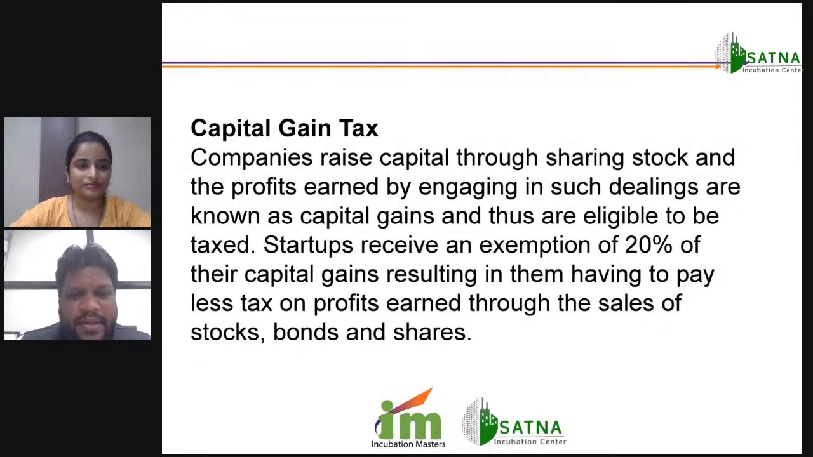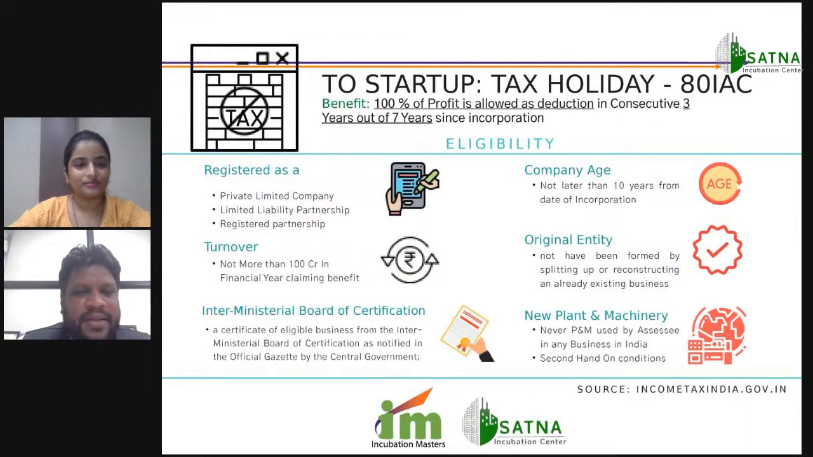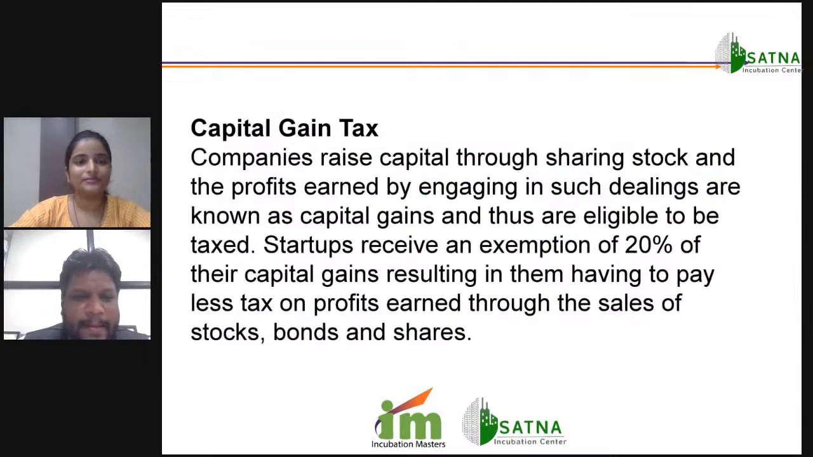So I guess the applicability is very clear. It's hardly 4 to 5 points which everyone has to take care of. And if you are meeting these criteria, then definitely you will be getting all the benefits given to the startups. Yes, next please.